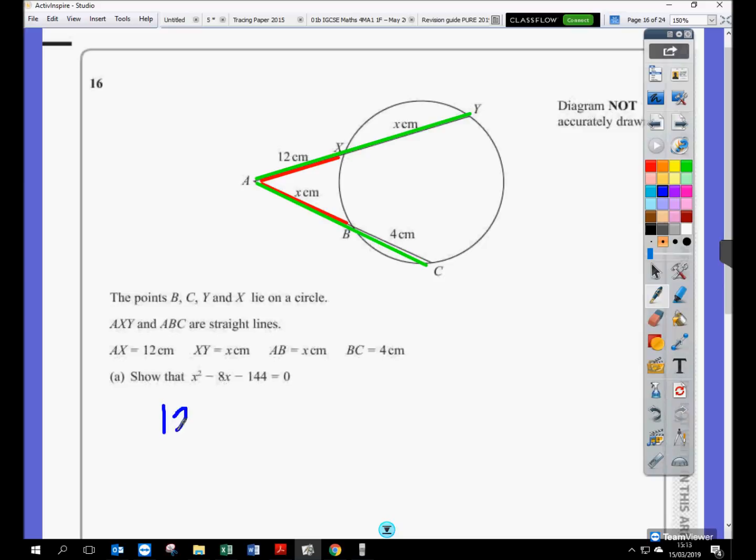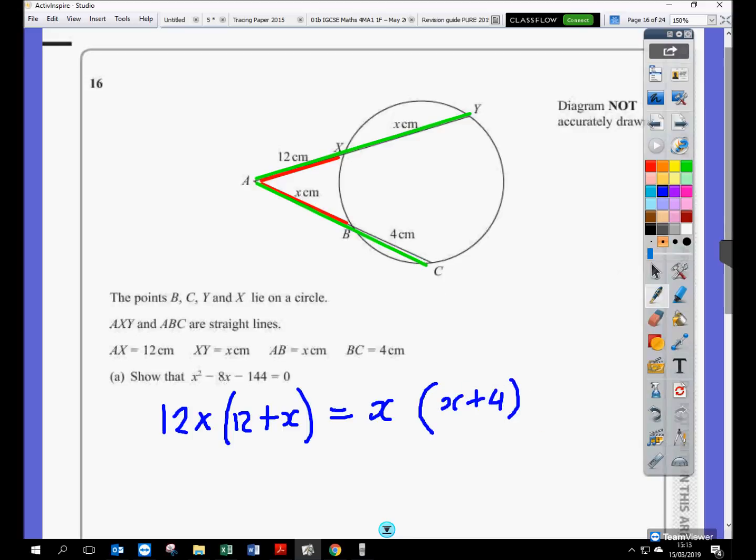So let's have a go. It's 12, which is the bit outside the circle, red, times green. Now the green line is this part is 12 and the other part is x, so it's 12 plus x. And apparently this is equal to x times the entire length of the line, which is x plus 4.